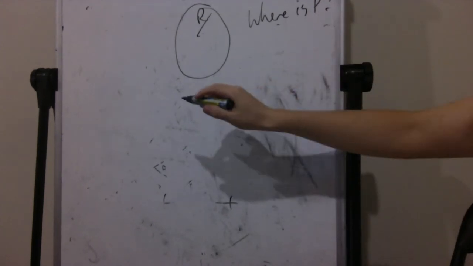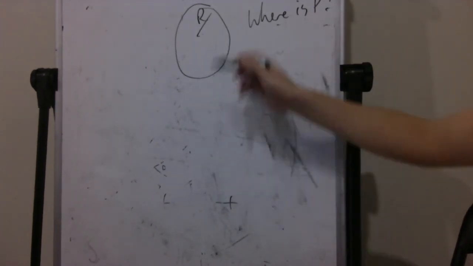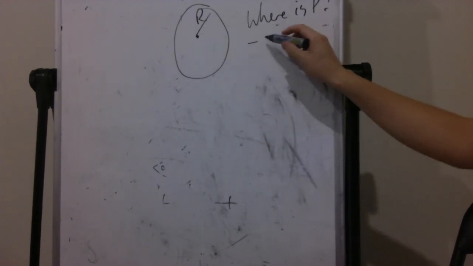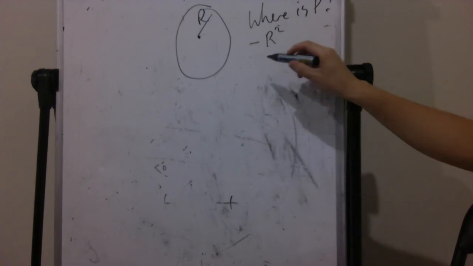For this smallest value, I guess it's just the center, right? So then it's minus r squared, yeah? At the center.